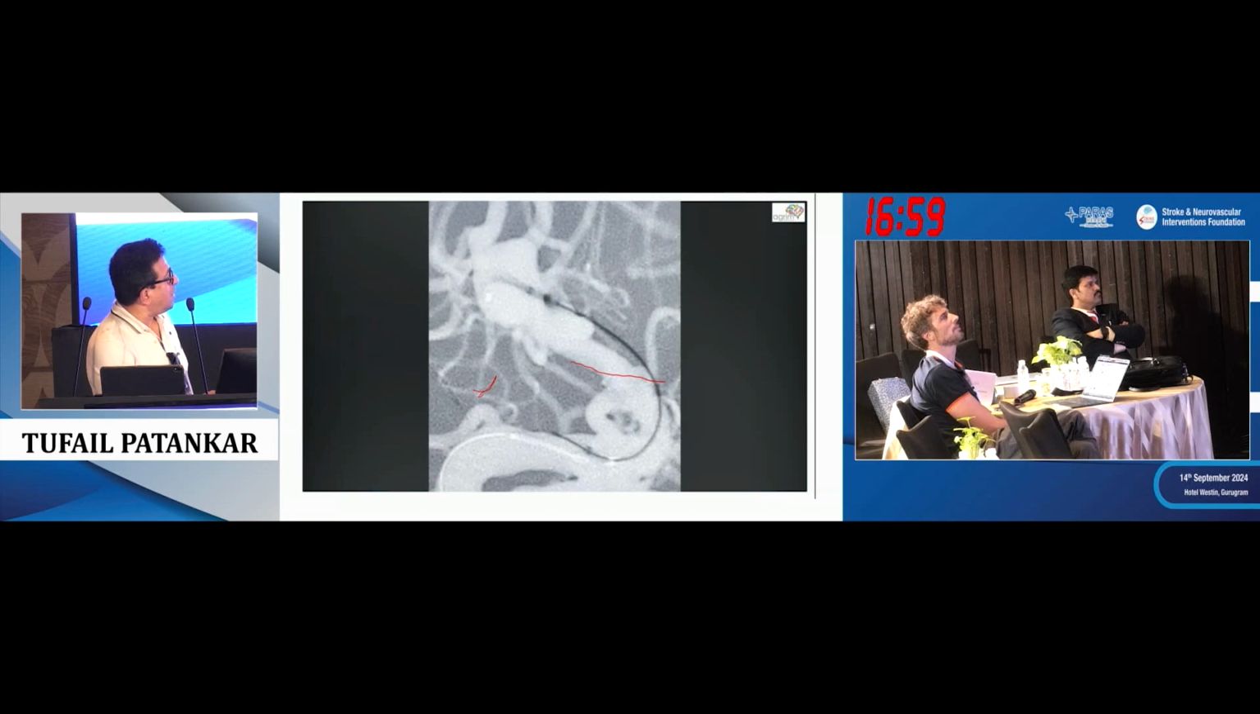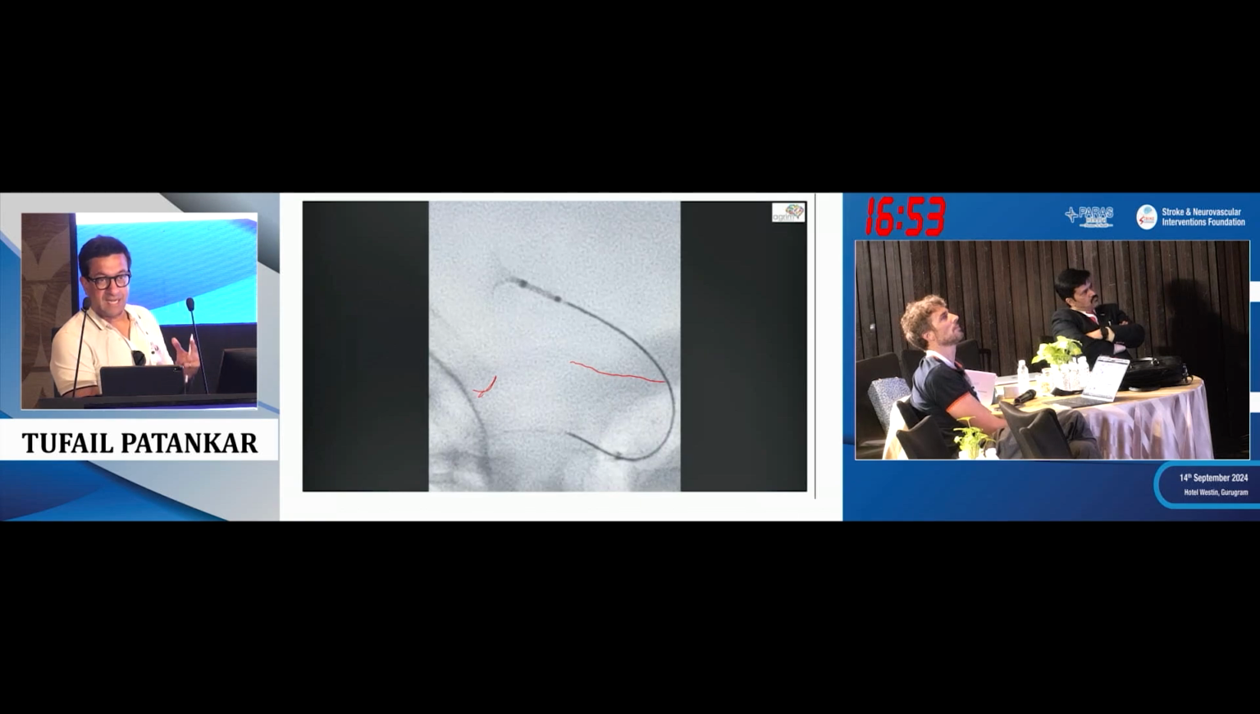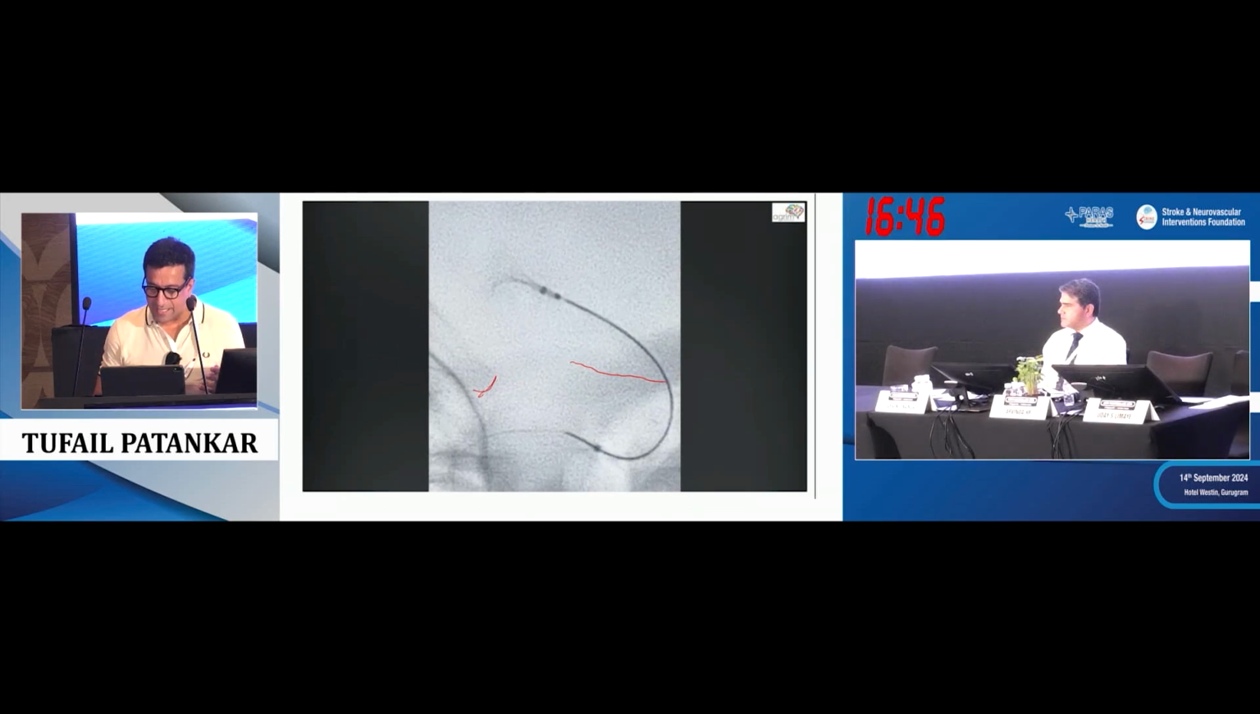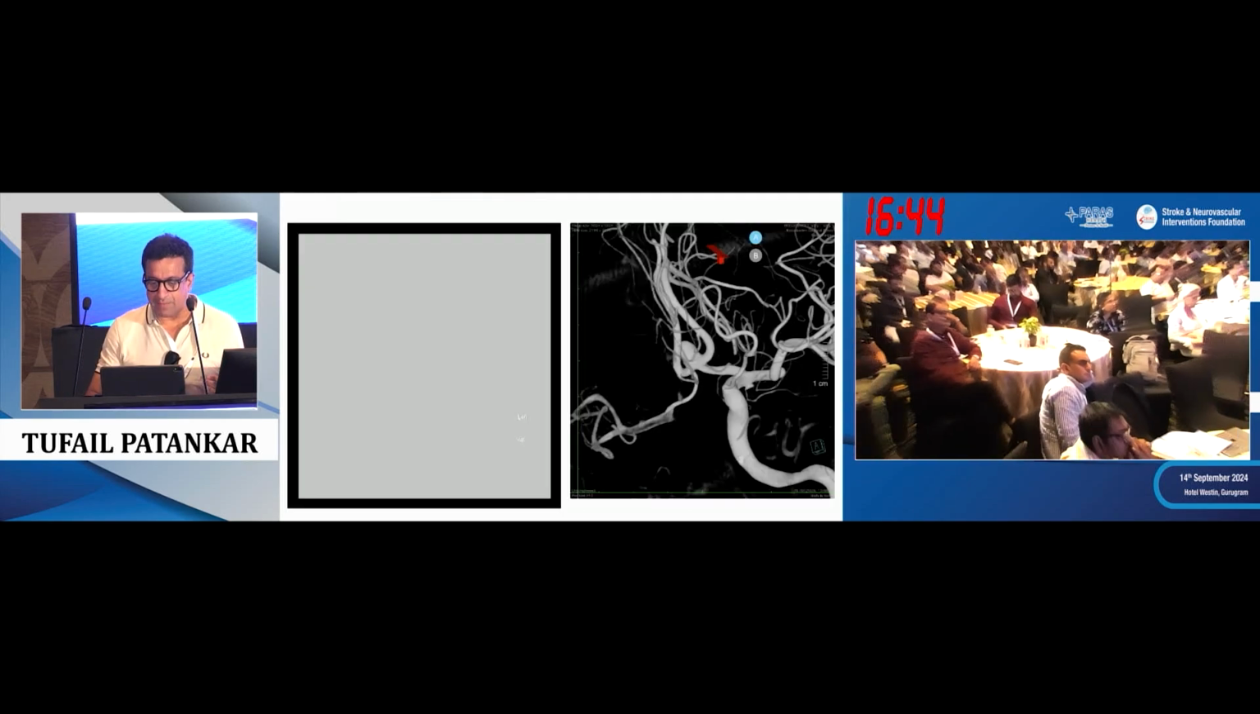Now you have to judge where you want the device to be placed. The intention of this device is to get the neck covered. The intention of the Contour is to get a Y, like Y stenting. So you come down in the neck as much as you can.